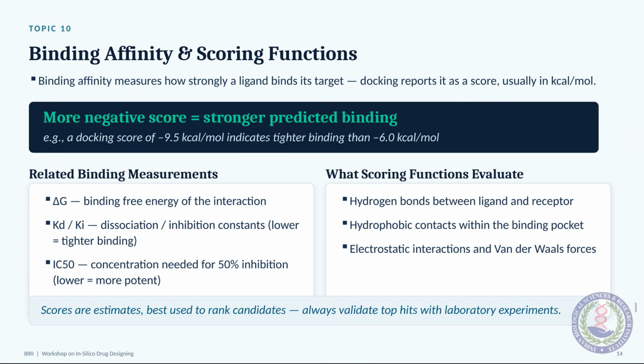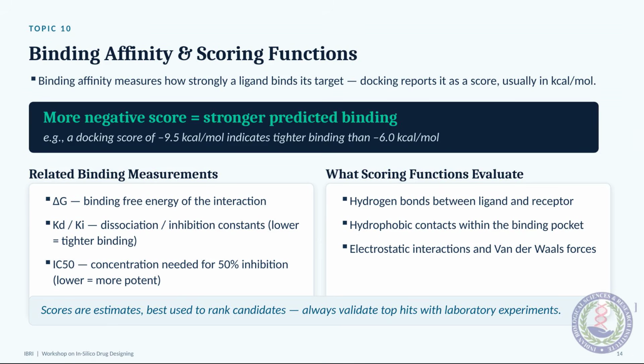For example, a docking score of -9.5 kilocalories per mole indicates tighter binding than -6.0. Related measurements include delta G, the binding free energy, KD and Ki, the dissociation and inhibition constants, where lower means tighter binding, and IC50, the concentration needed for 50% inhibition, where lower means more potent. Scoring functions evaluate hydrogen bonds, hydrophobic contacts, electrostatic interactions, and van der Waals forces.